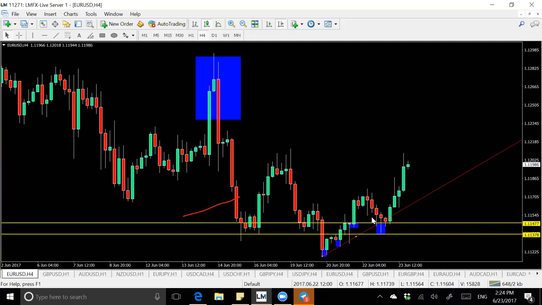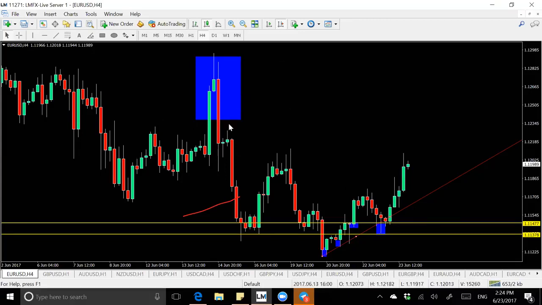Emeka says, does it help to change to the line chart before drawing the trend lines? Might make it more visible. Emeka, that's completely up to you. I prefer candlesticks, but that's totally up to you. You want to do line charts, sure.